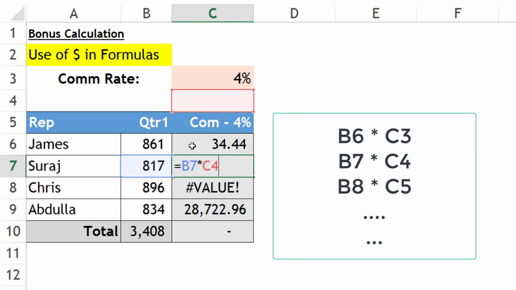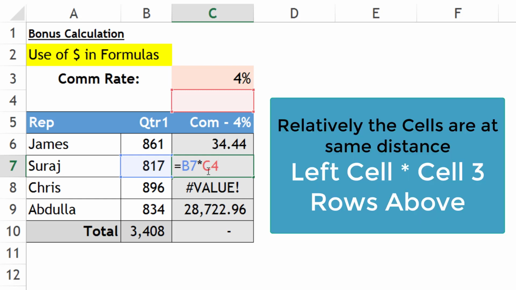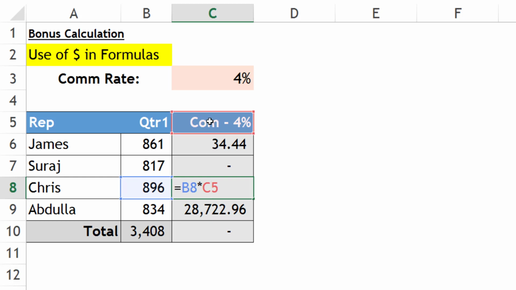Here it was B6, so it has moved by 1. For this cell, B7 is still 1 cell on the left side, and C4 is 3 cells above, and that is why this is blank and you are getting 0 commission. Now it has moved further by 1 more row, and that's where you are getting text. Text multiplied by a number doesn't give you anything, and that is why it is an error.